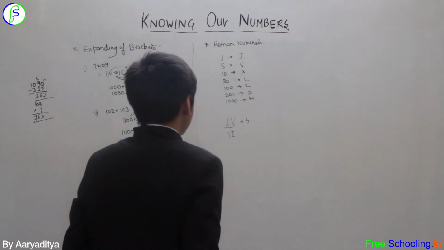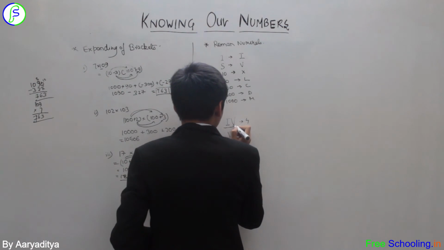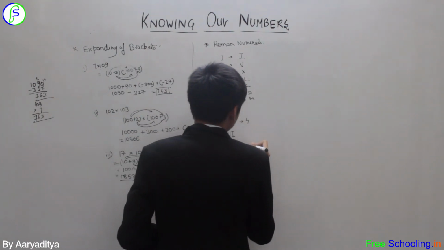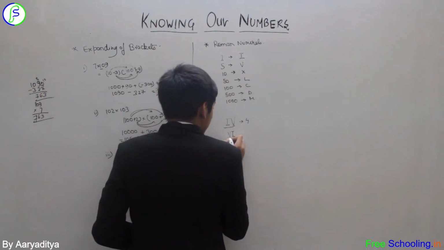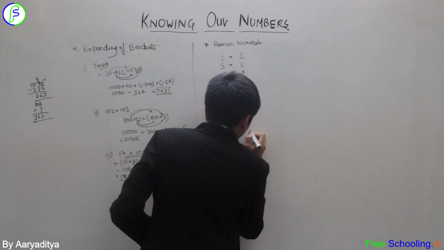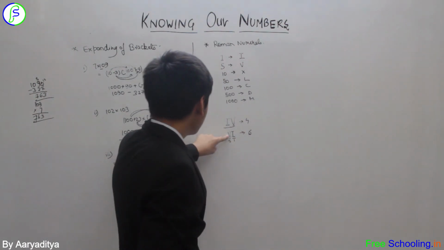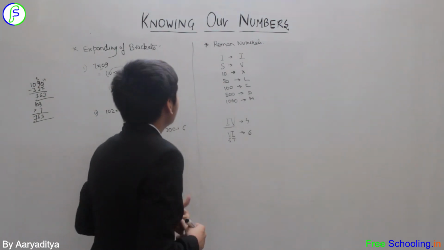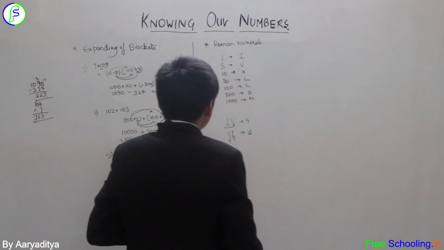Similarly, for 6, this happens because whenever you take it on the left hand side, it is subtracted from the number, and whenever you take it to the right hand side, it is added. So this is 5, this is 1. In total, we get 6. As you are in class 6, this is the Roman numeral by which your class will be represented. So hope you are cleared with this one.